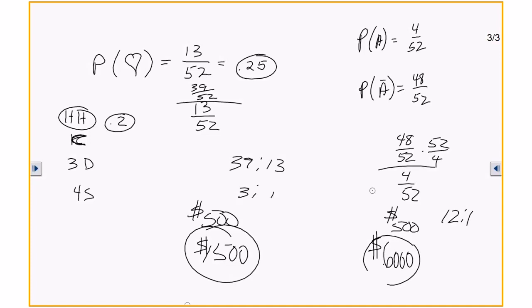What's the probability? What's 4 over 52? 1 over 13. What do we say that was? 0.08? Somebody check me.